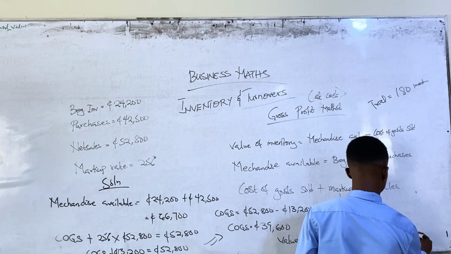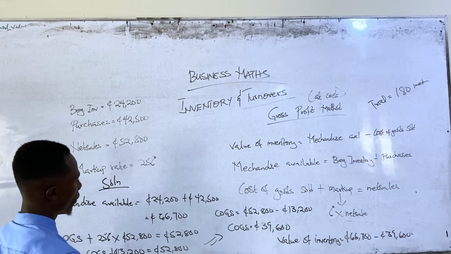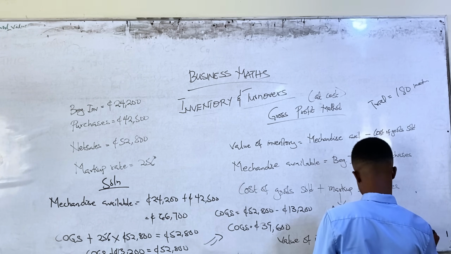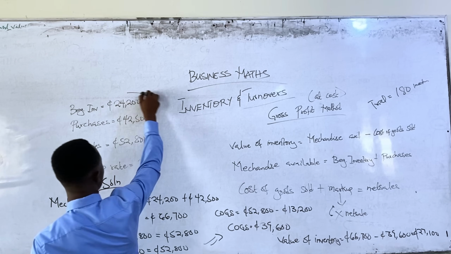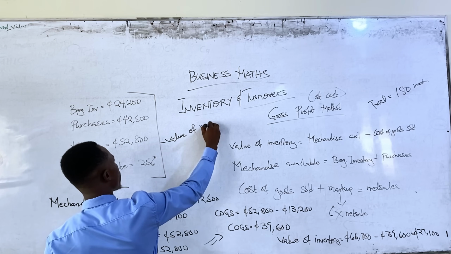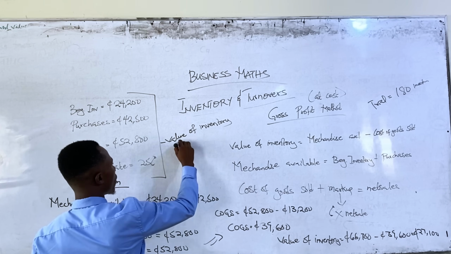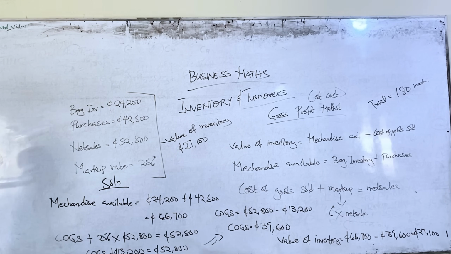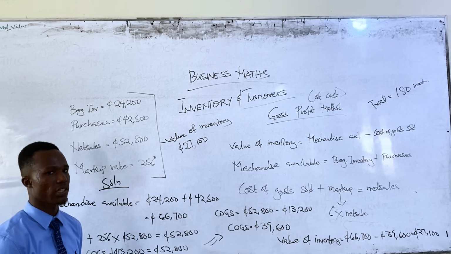So where should I write it? Let me write it down there. So the value of inventory is equal to 27,100. So from this question, our main motive was to calculate the value of inventory using the gross profit method. And so the value of inventory we had was 27,100. And so that is it. Okay, we are done calculating the value of inventory and we have gotten 27,100.